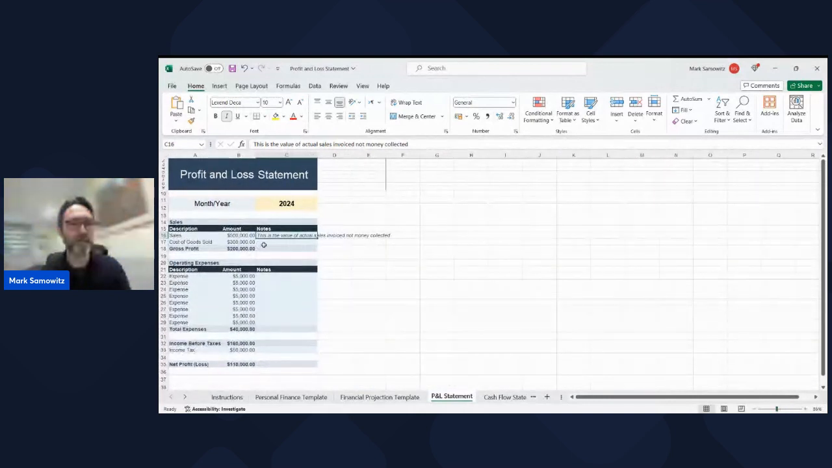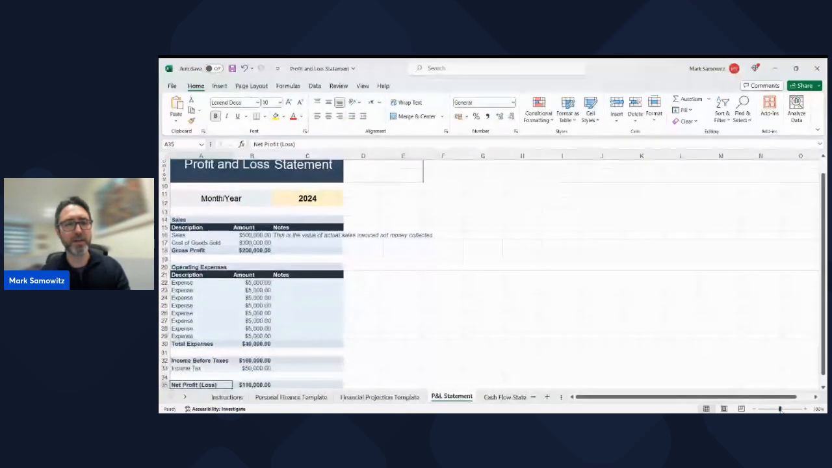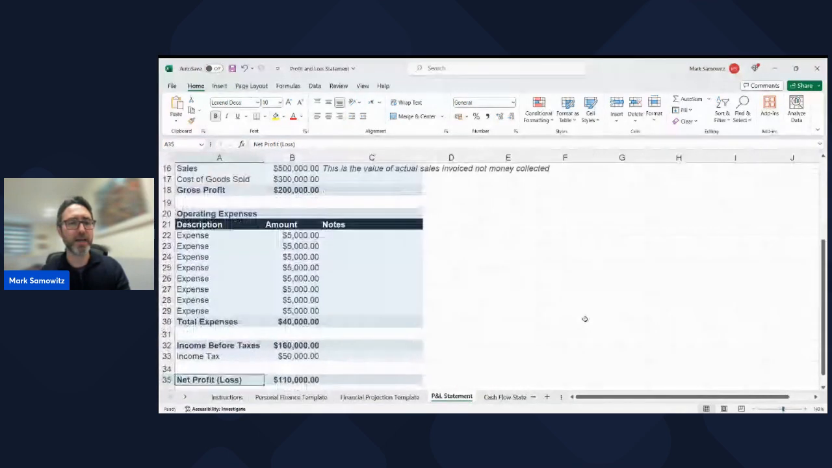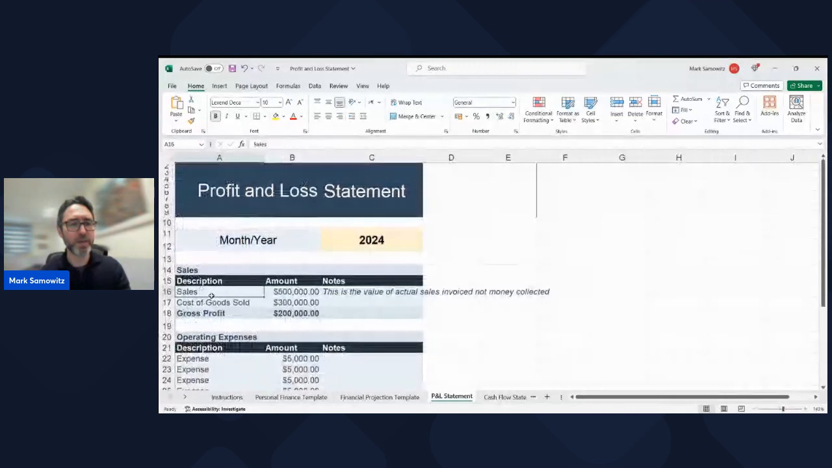So we have here sales, less cost of goods sold, gross profit, operating expenses, income before tax, net profit or loss. So what are the main things of the P&L that we need to define and understand? So I'm going to zoom in and I'm going to highlight them. The main things we need to understand on the P&L are sales. What exactly does that mean?